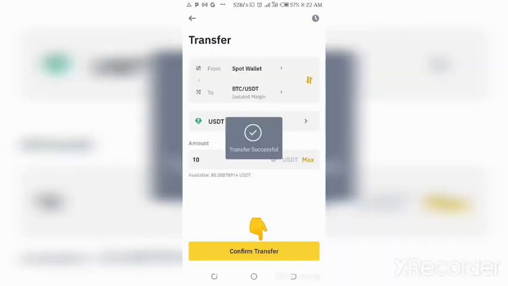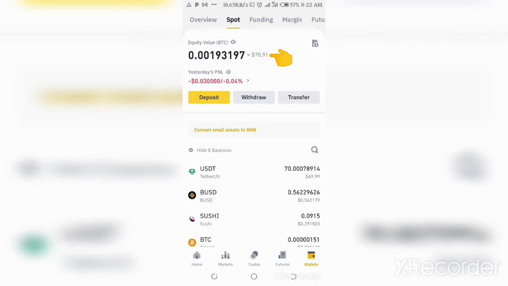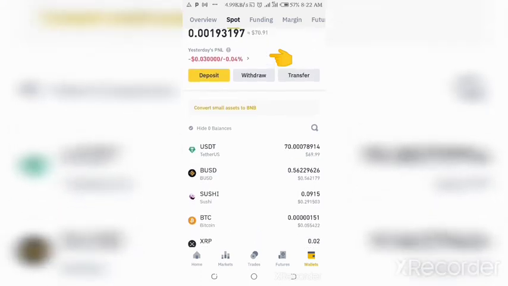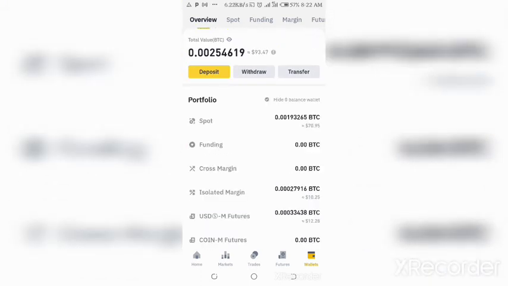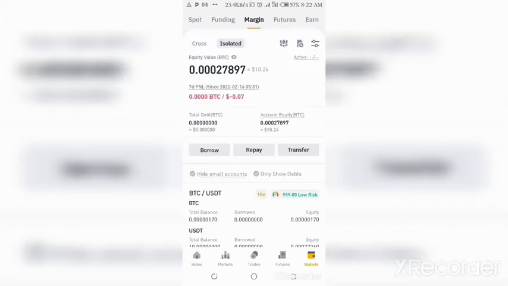Having confirmed the transfer, the money will be transferred. You see that in the spot wallet right now I'm remaining with the 10, and when we come back to overview, when you look at the isolated margin, I have 10 on that side. So that's how you transfer. For you to start trading, you first transfer to that account, and then you can start trading in that account. You see the money has been put in that isolated account.